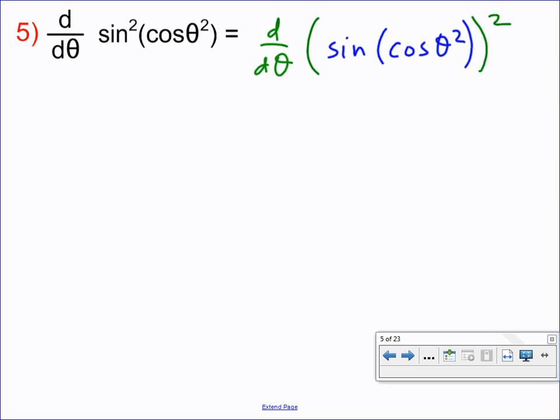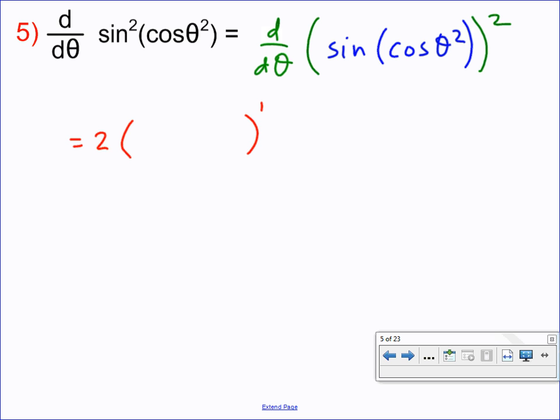Overall power, the base of my power is currently a trig function, and the trig function is a composite function itself with its own angle that is another trig function. So let's go ahead and see if we can get our chain rule here with 4 links. Here we go. The derivative of a power function is the exponent times the base raised to the 1 less.